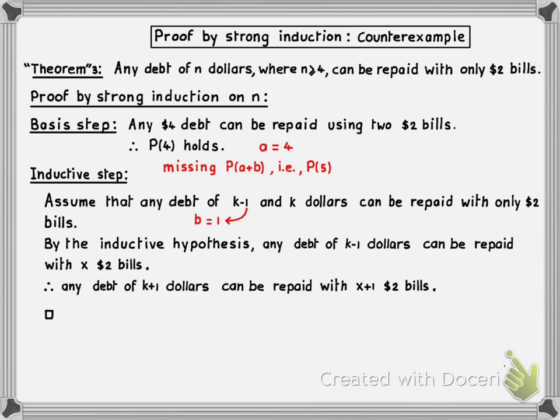And the problem is, of course, we're not going to be able to prove P of 5, because if you have a debt of $5, which is an odd number, you're never going to be able to repay it using only $2 bills, since you can only get an even number by using $2 bills. So this proof is not only incomplete, it's completely incorrect, since you can never prove P of 5, and in fact, the theorem is not even true.